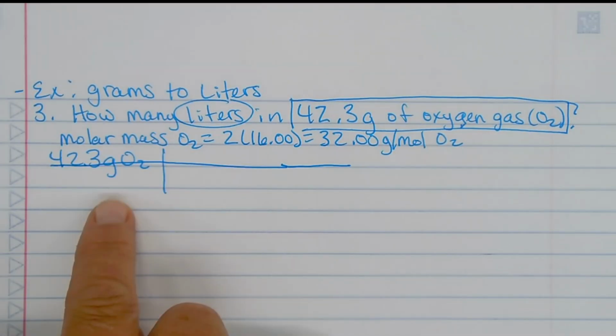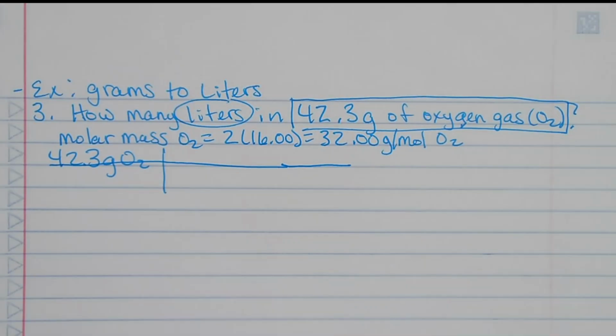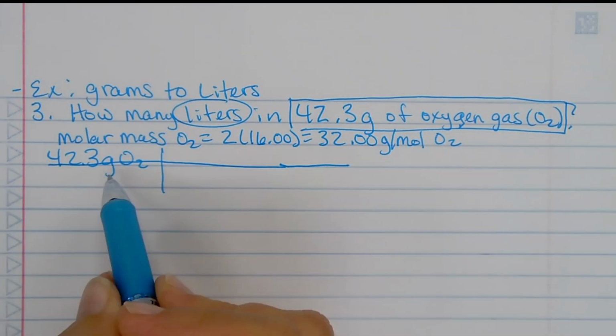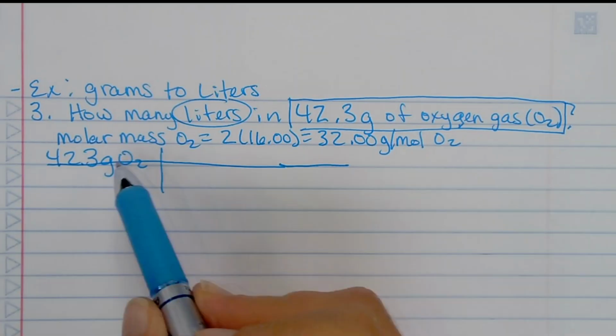No. Remember, we're always going to have to go through the mole. The mole is the one that brings everything equal to the same amount of atoms and molecules. So when we convert anything, if we're at grams, if we're at liters, we've got to go through the mole. Which means I'm going to have to convert grams back to moles. So my first step will be to go through moles of O2.